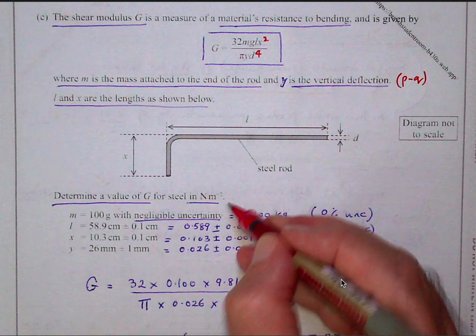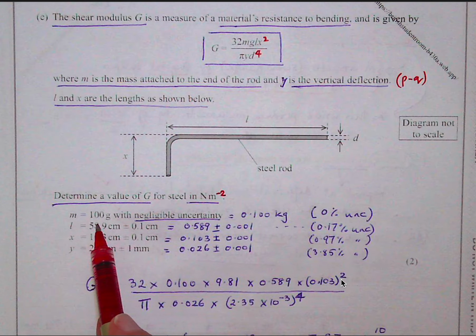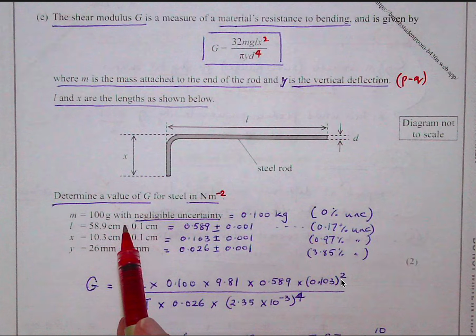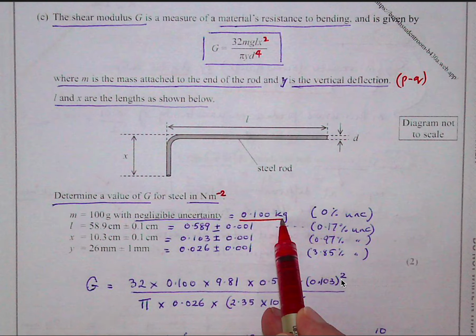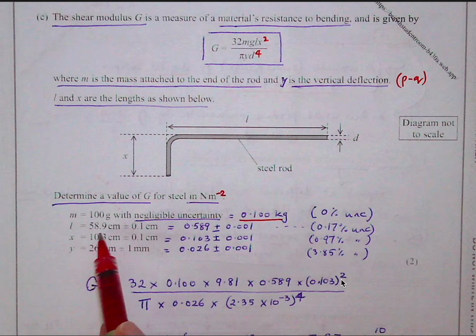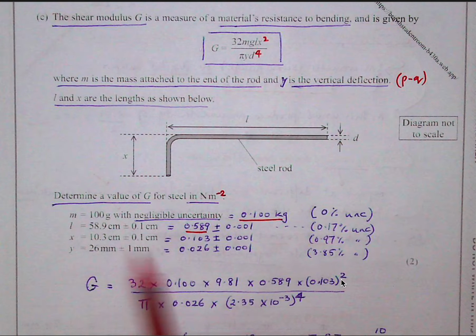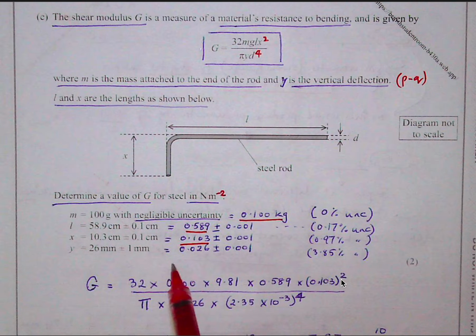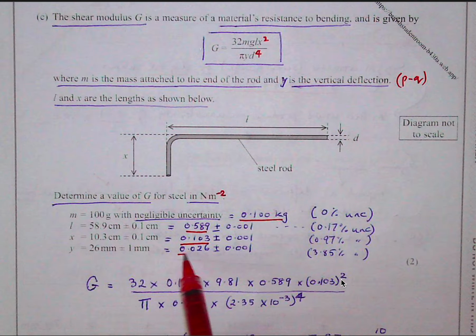They want you to determine a value for G in newtons per square meter. Okay, that's newtons, meters to the minus 2. They've given you the mass of 100 grams and it has negligible uncertainty. So this would be in kilograms. The length is given in centimeters, you need to change it to meters. The x is given in centimeters, so you need to change it to meters. And this is in millimeters, so you need to put it into meters. They're checking that you don't fall for that trap of not changing it.